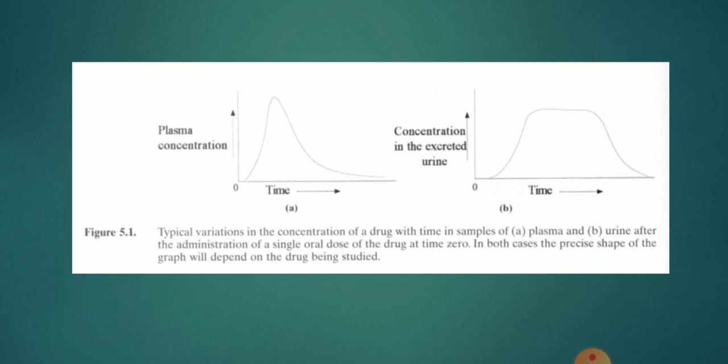Bioavailability is reduced if absorption is reduced or if the drug is metabolized before getting into the systemic circulation. And as I mentioned before, all the factors which modify the absorption of a drug are responsible for modification of the bioavailability of a drug.